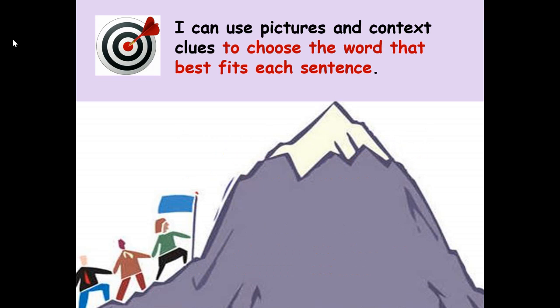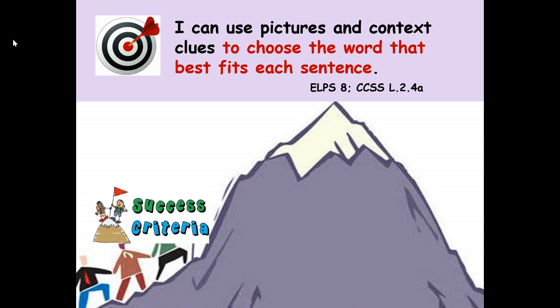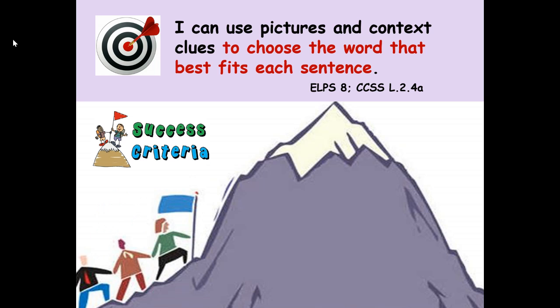So let's go over our learning target for the lesson. I can use pictures and context clues to choose the word that best fits each sentence. Success criteria. That means how will you know you're successful at reaching the learning target? I can use pictures and context clues to choose the word that best fits each sentence.